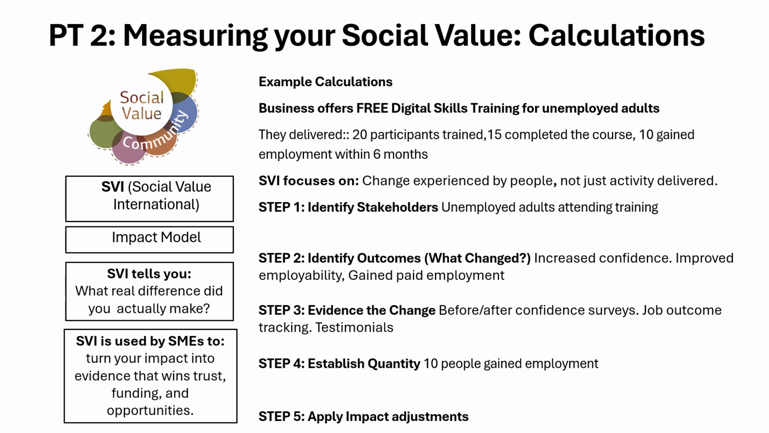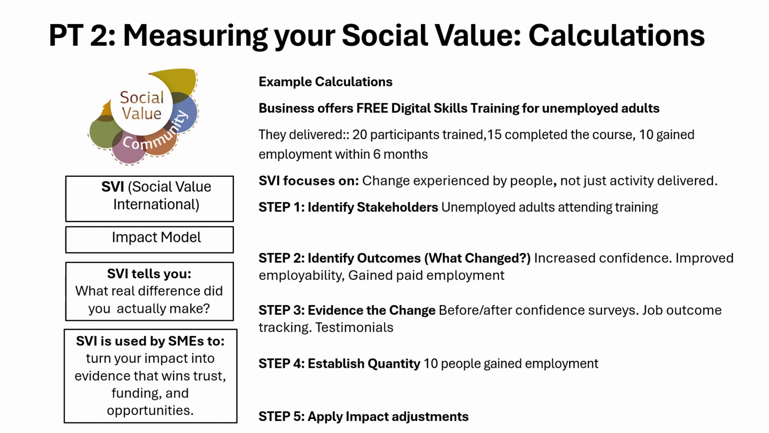So what we would then do is break it down into 5 steps. Step 1, identify stakeholders. So we know they're unemployed adults and they're attending training. So that's the activity that they're doing. Step 2, identify outcomes. What changed? So increased confidence, improved employability, gained paid employment. Step 3, the evidence of change. So before and after confidence surveys, job outcomes tracking or testimonials.